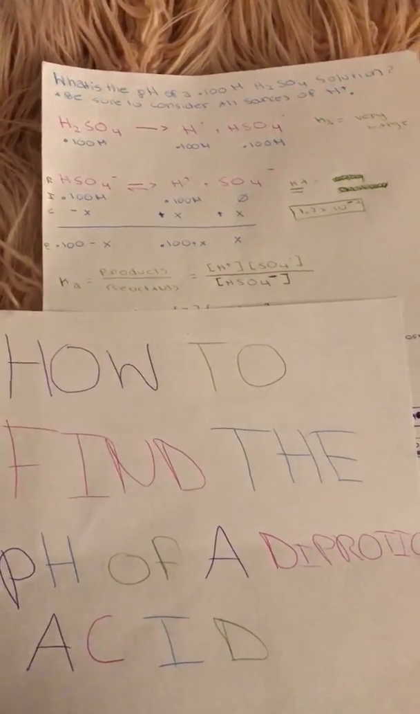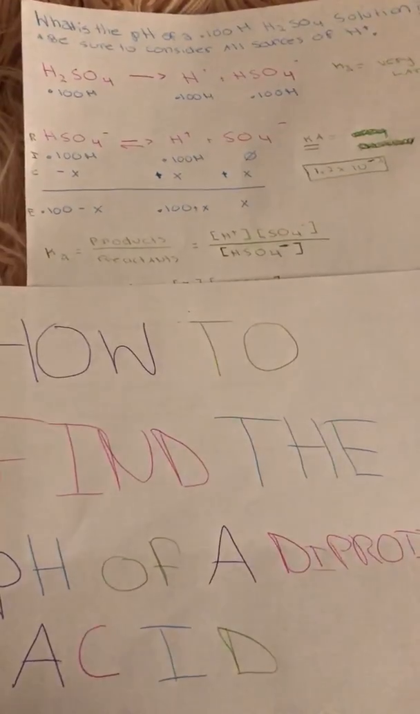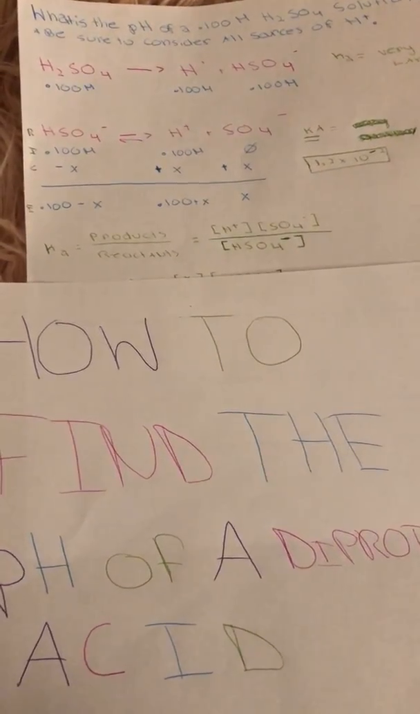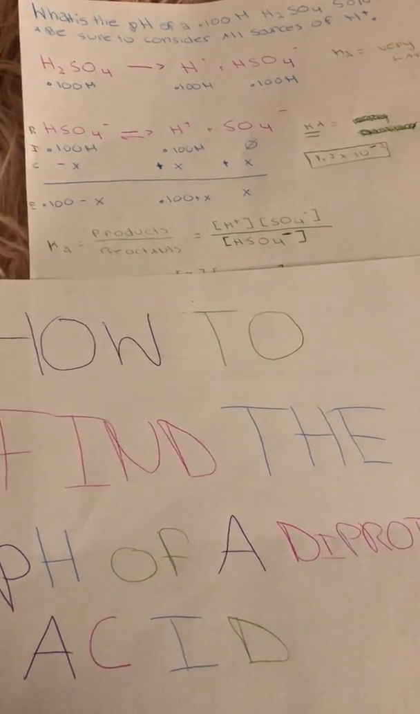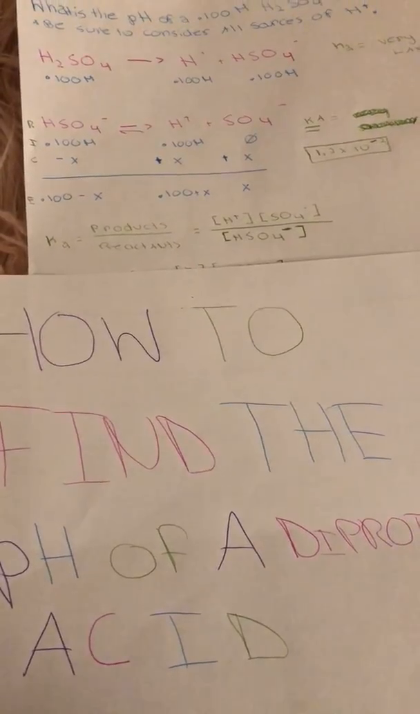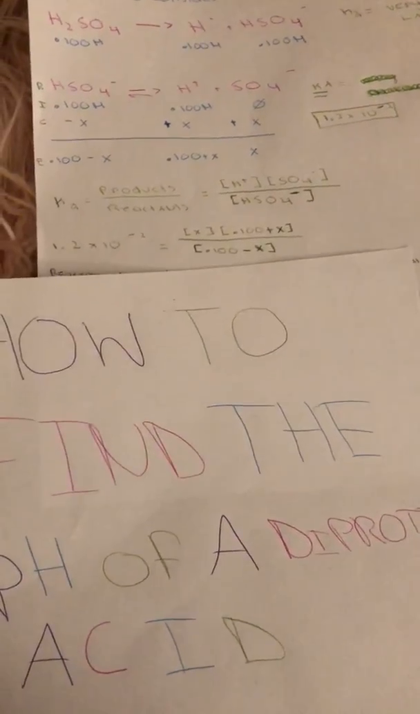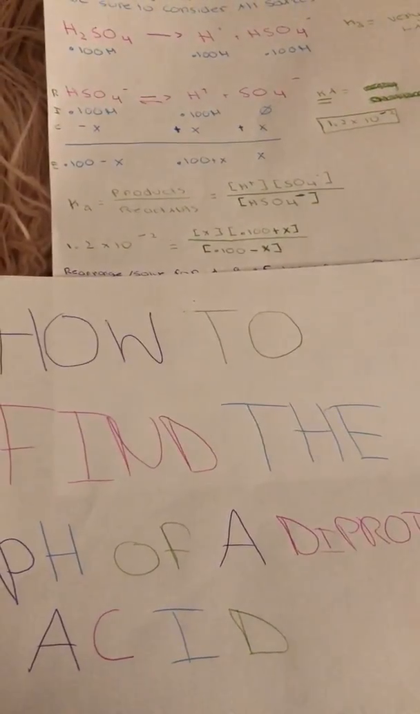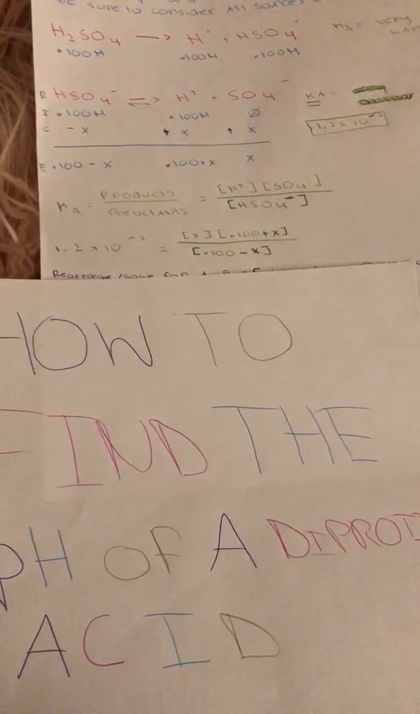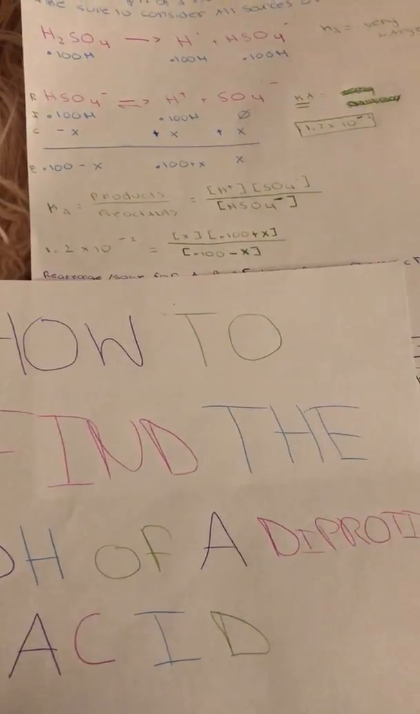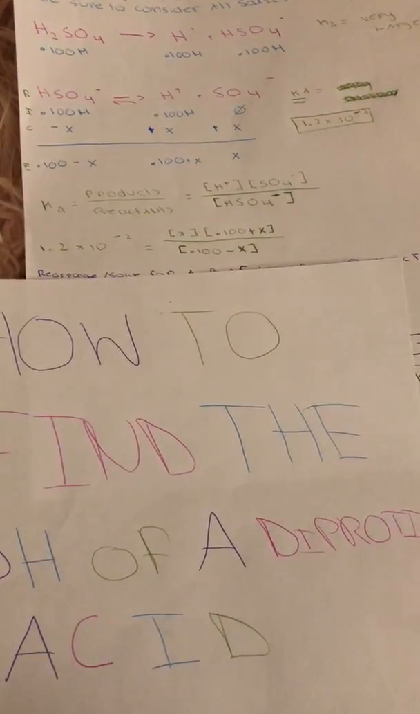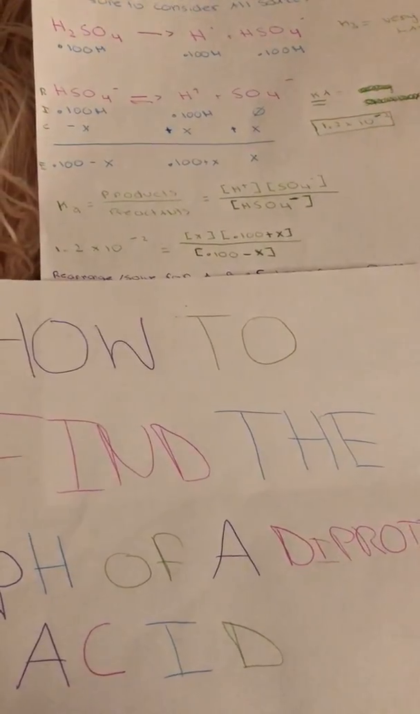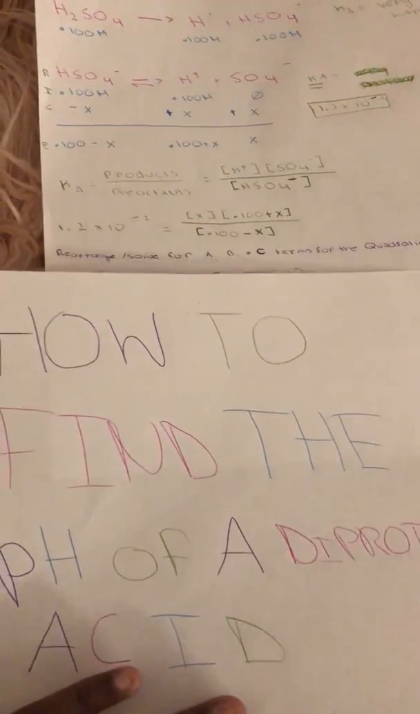We know that Ka is equivalent to products over reactants. Thus, that translates into H+ times the SO4- ion all over the HSO4- weak acid. We can now plug in our values of 1.2 times 10 to the negative second, which will be equivalent to X times 0.100 plus X all over 0.100 minus X. At this point, we will have to rearrange our terms in order to solve for the A, B, and C terms for our quadratic formula.